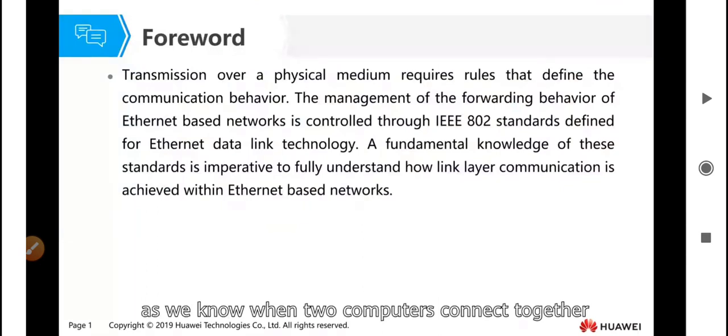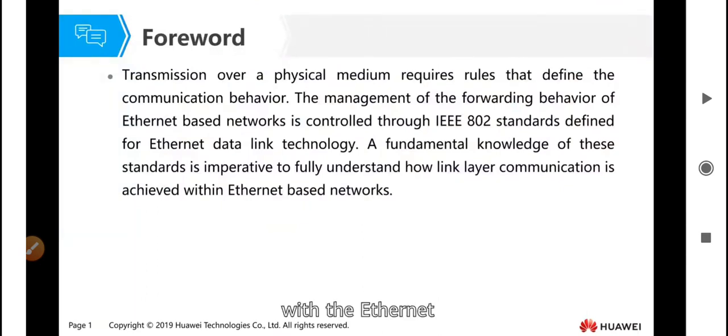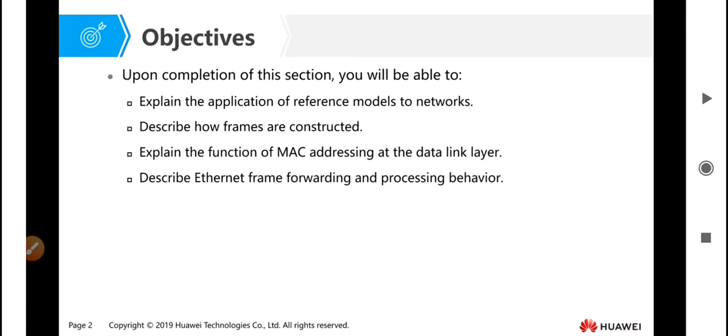As we know, when two computers connect together with Ethernet, they will send data back and forth between them. And the format of the data should follow some rules. This rule is defined by the IEEE, also known as the IEEE 802 standard. In this chapter, we will explain the reference models of the network.